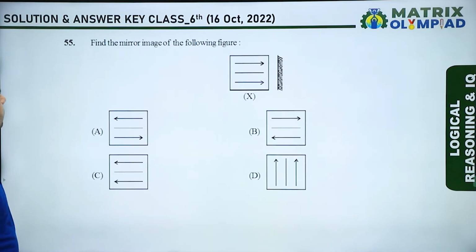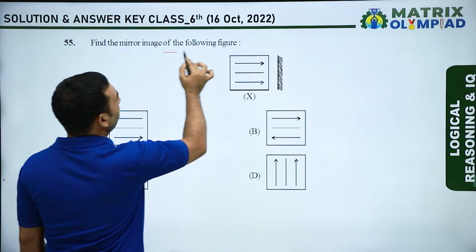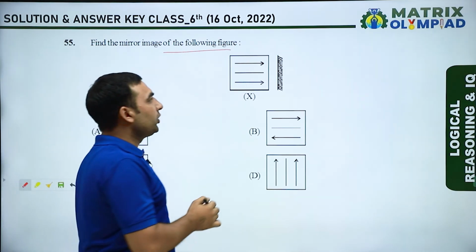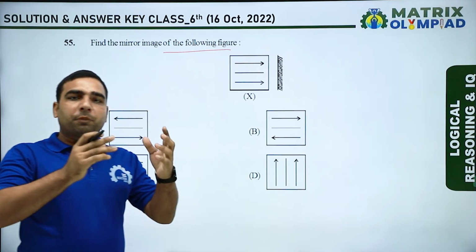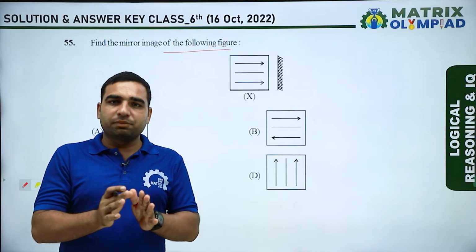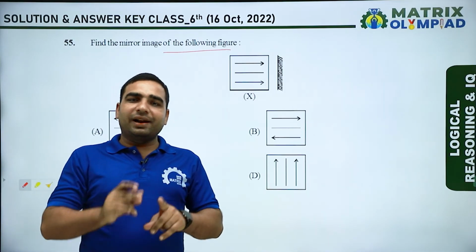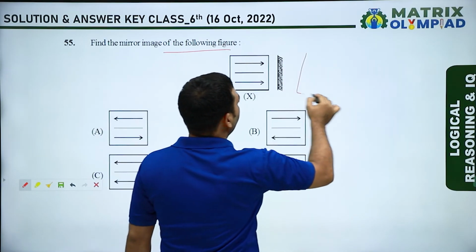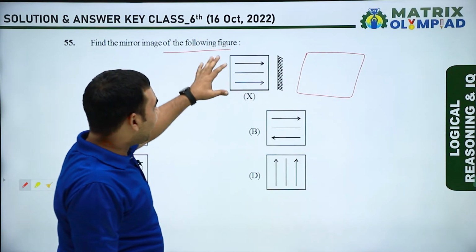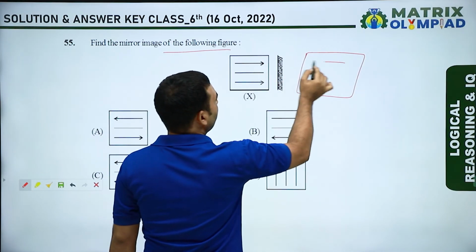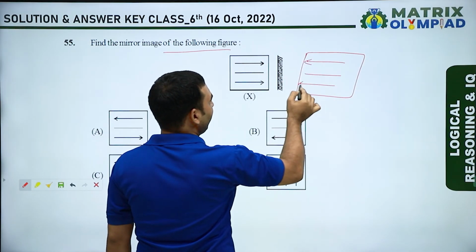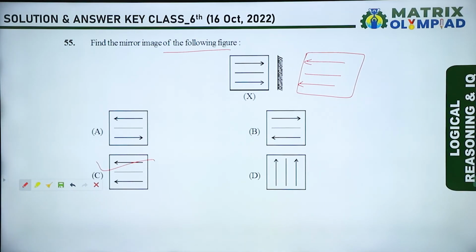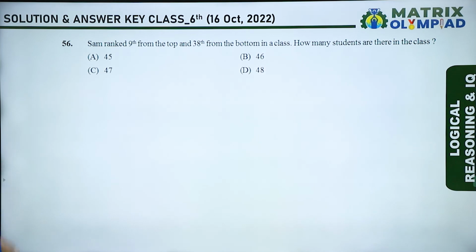Question third. Find the mirror image of the following figure. If we stand in front of a mirror, then you see our bottom and top have no change, but left and right are changed. Right changes into left and left changes into right. If this figure is a mirror image, then this mirror, these lines, this figure contains option C. That is your answer.